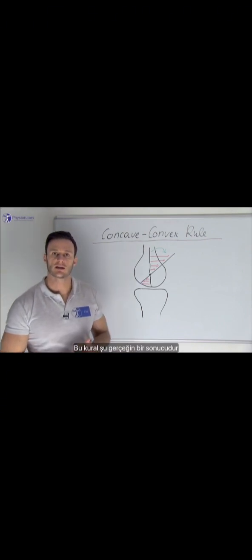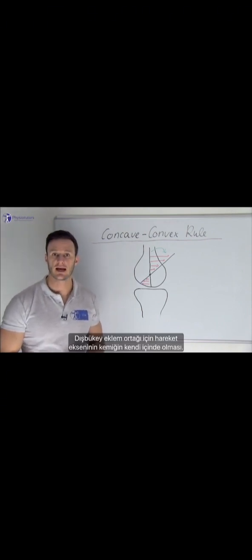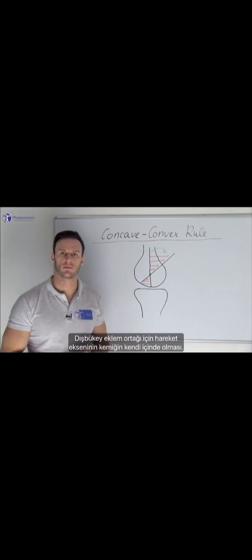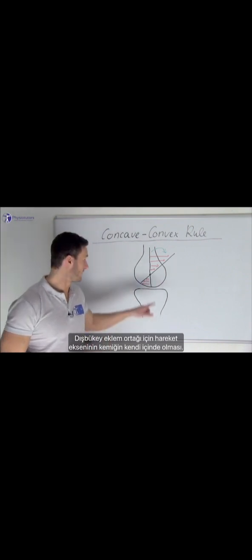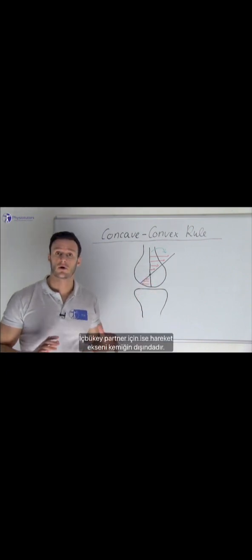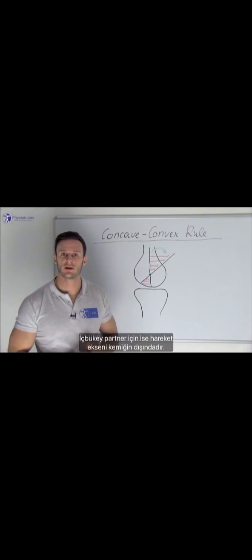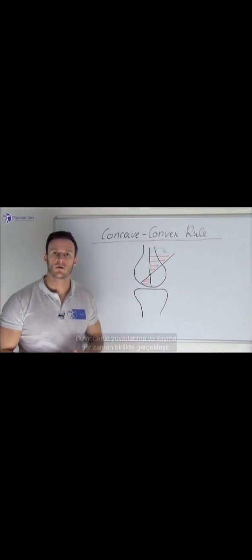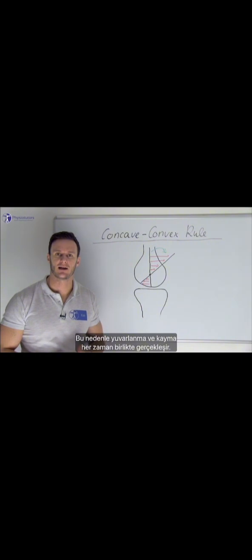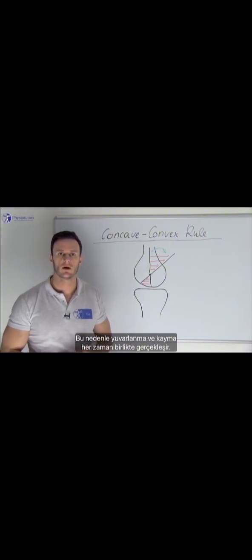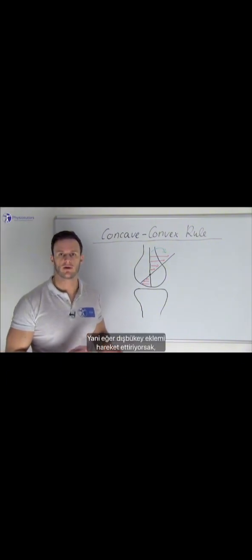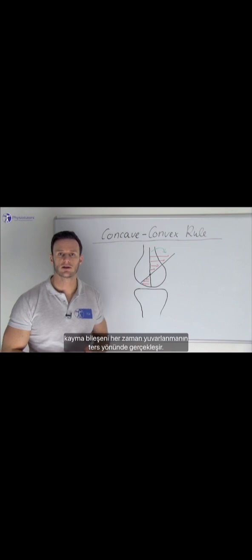The rule is a consequence of the fact that the axis of movement for the convex joint partner is within the bone itself, whereas for the concave partner the axis of movement is outside the bone. For this reason, rolling and gliding always occur together. So if we are moving the convex joint, the glide component always occurs in the opposite direction of the roll.